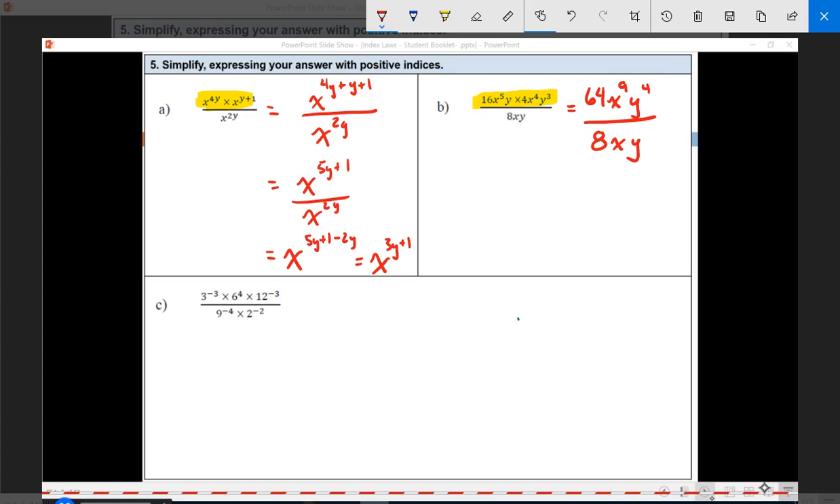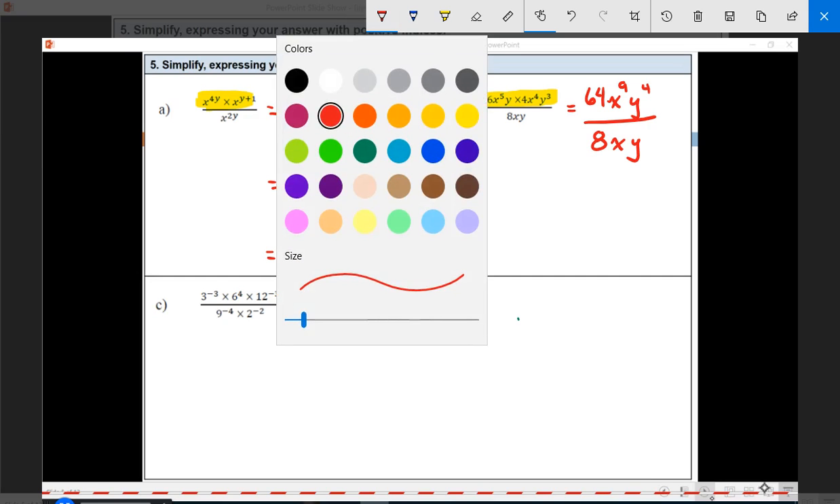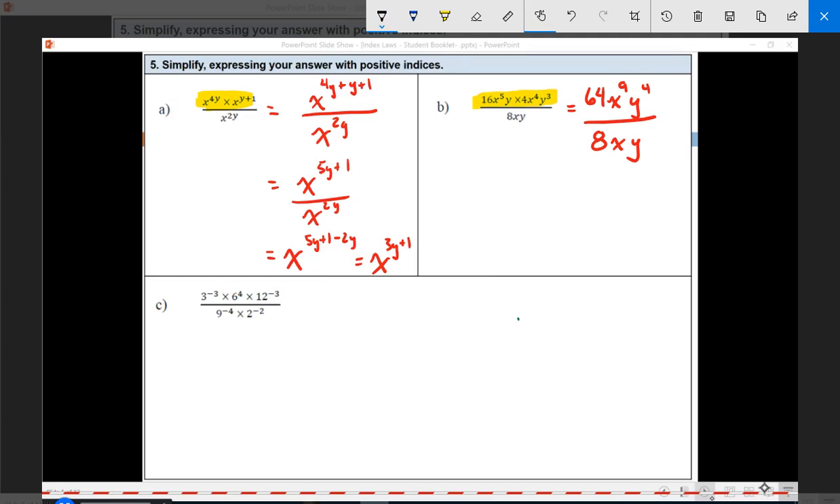Okay. Now, I like to show canceling. You don't have to show canceling. You could just go, 8 goes into 64 8 times, and then just write 8 down if you want. But I'm going to show canceling. 8 goes into 64 8 times. There's a 1 with the x. The 1 is smaller than a 9. So this x term on the bottom is going to go, and it's going to change that 9 to an 8.